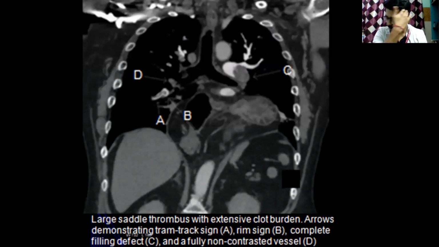So this is the coronal reformatted image showing a large saddle thrombus with extensive clot burden lodged in this area.